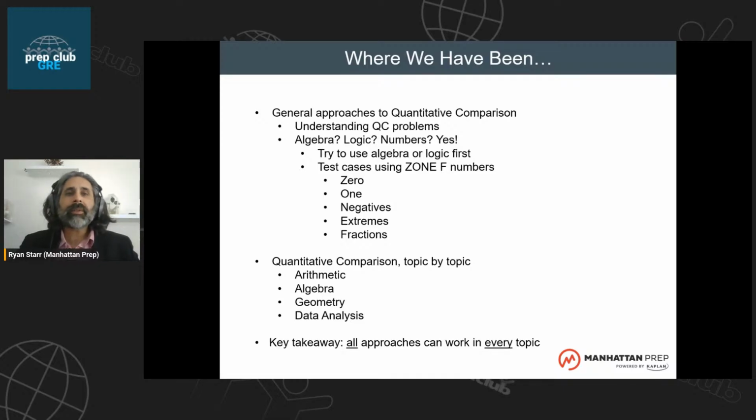All right. And the thing I really want you to take away from this is all approaches can work in every topic. What topic you're dealing with here doesn't have much to do with how you can approach the problem, right? How you can approach the problem is more about the looks of the quantities. Do you have a hard thing to solve in A and a plain old number in B? You might approach it logically, right? Do you have like terms in quantity A and quantity B? You might approach it algebraically. You probably should. Give algebra and logic the right of first refusal, go to numbers after that.